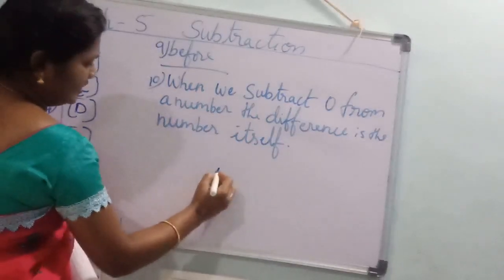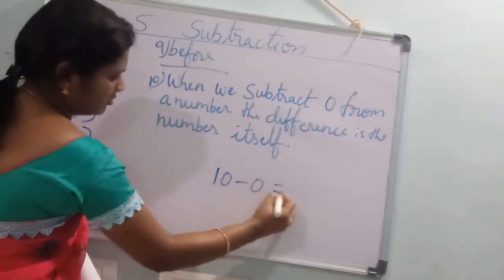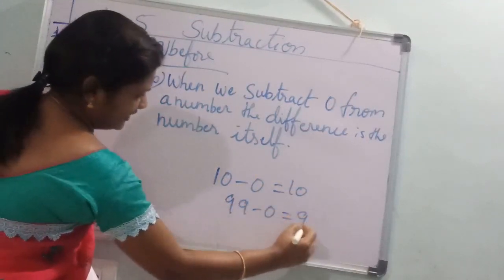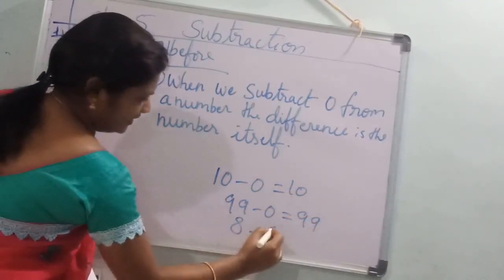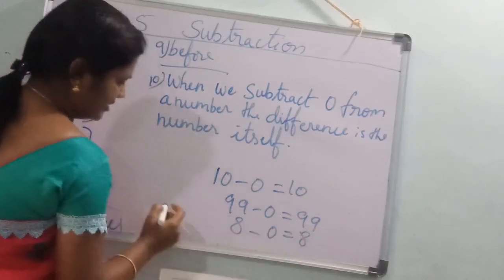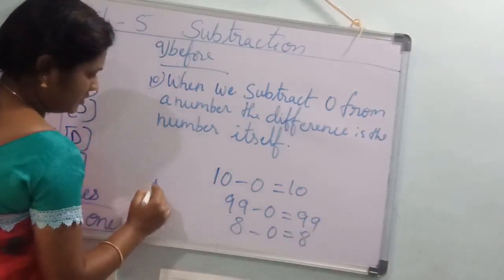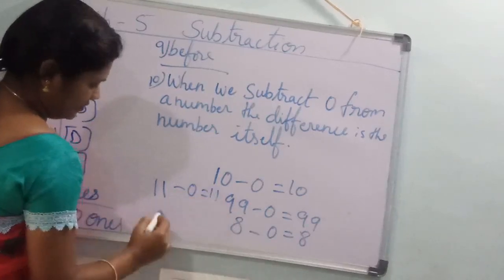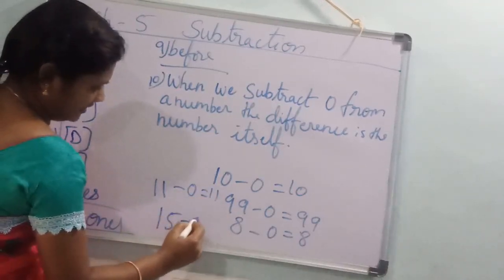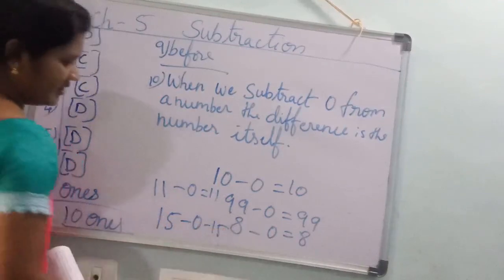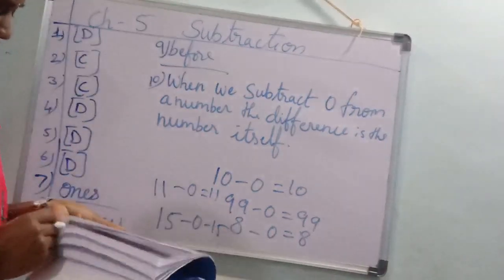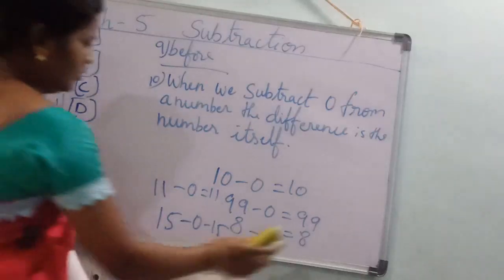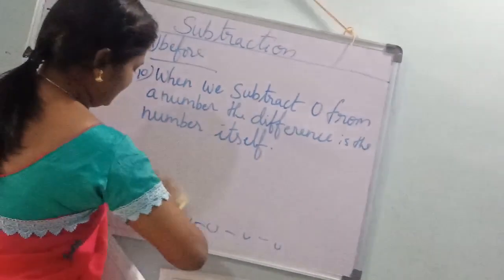See, 10 minus 0 is 10. 99 minus 0 is 99. 8 minus 0 is 8. 11 minus 0 is 11. 15 minus 0 is 15. See, if you subtract 0, the number itself remains. Yes.